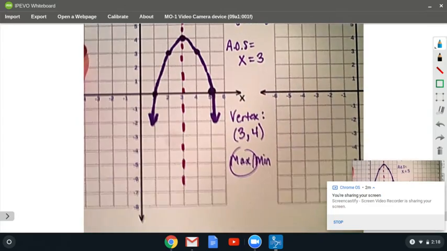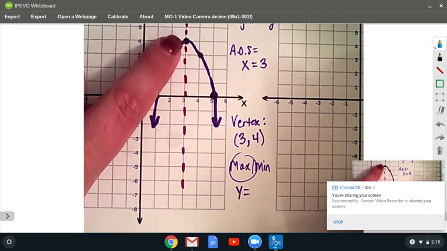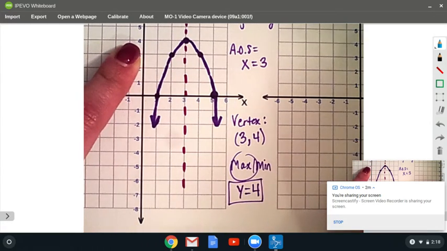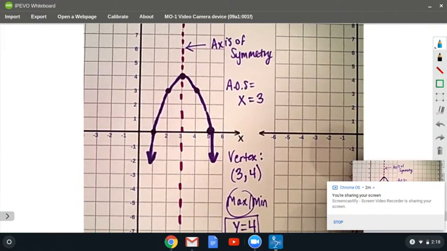And if I want to name my maximum, it's a y value. What is that y value on that vertex? It is 4. So your max is 4. Okay, that's another thing I can determine from this picture.